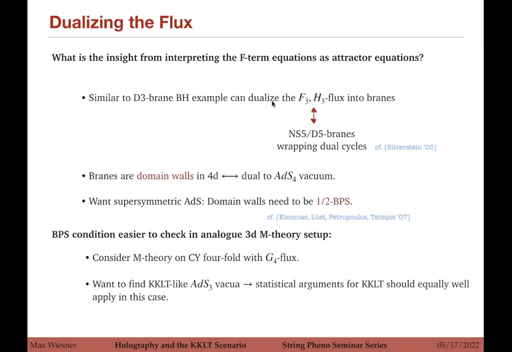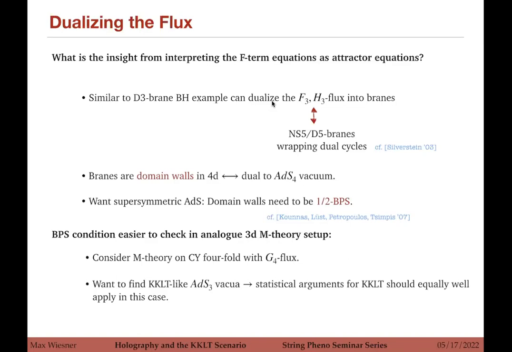Actually, for most of my talk, I won't talk directly about the KKLT type IIB F-theory setup, but I want to go to the analogous 3D M-theory setup, because here the BPS condition is easier to check, because essentially we just have geometry. We don't have to deal with NS5 plus D5 branes, because essentially NS5 and D5 branes unify in a single object, M5 branes. And so we consider M-theory on Calabi-Yau 4-folds with G4 flux, which will be dual to M5 branes on certain cycles. And we want to find KKLT-like AdS3 vacua in this case.